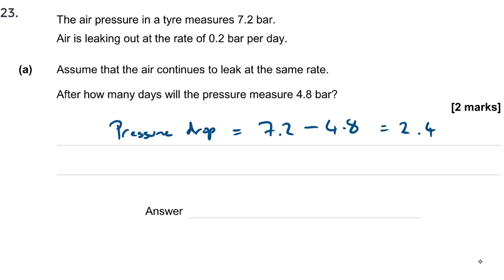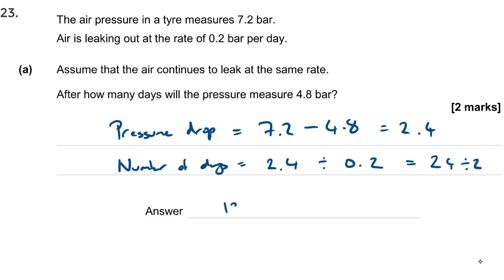And then we're going to see how many days that takes by dividing 2.4 by 0.2. So the number of days is going to be 2.4 divided by 0.2. So how many 0.2s go into 2.4? You can make division involving decimals easier if you multiply both parts through by the same power of 10. So 2.4 divided by 0.2 is the same thing as 24 divided by 2, and that is 12, so it takes 12 days.